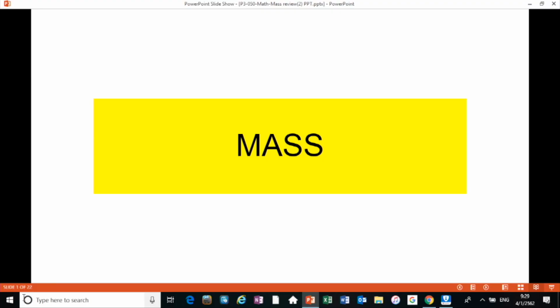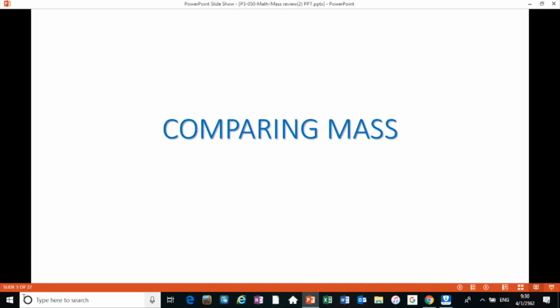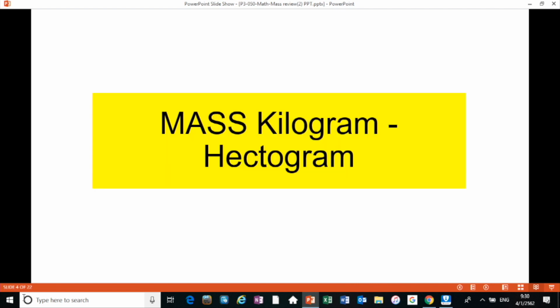And what is mass? Mass is commonly measured by how much something weighs. Yes, mass and weight, same thing. So, comparing mass, which is what we did on our board activity earlier. We'll look at mass in kilograms and hectograms.